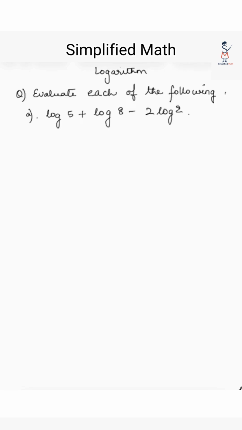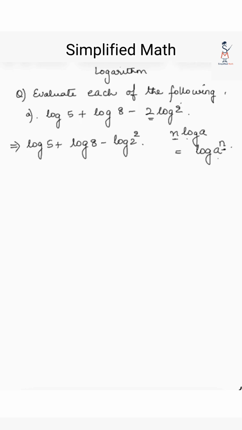Now we will use the rules of the log, that is n log a is equal to log a to the power n. Whenever there is a number multiplied with the log, what happens? The number which is multiplied goes as a power on the log. So this will become log 5 plus log 8 minus log 2 to the power 2. This 2 goes on the top.